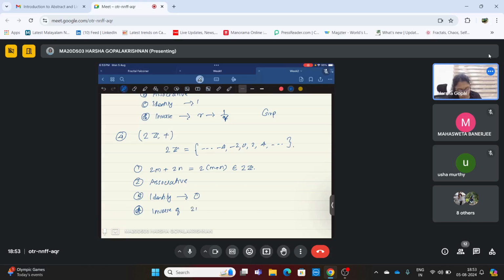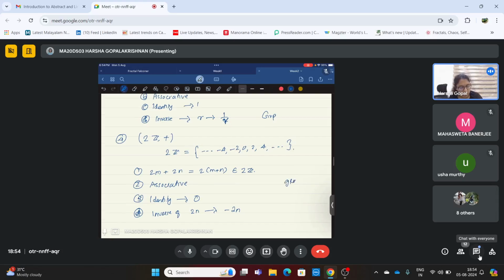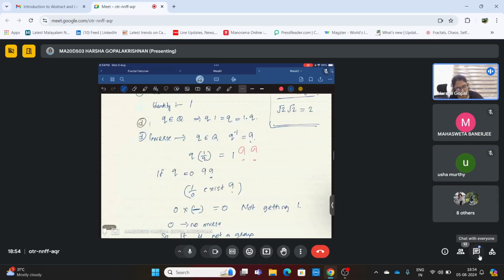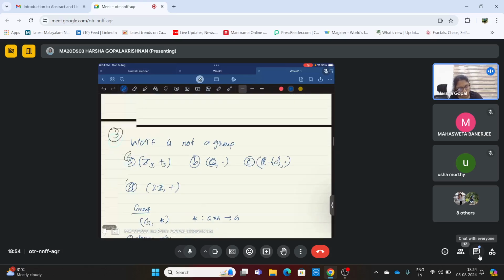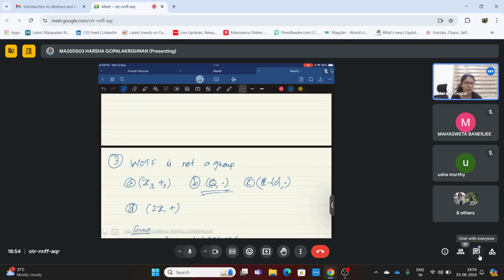The same way, what is the inverse of some 2n? What is the inverse under addition? It will be minus 2n, right? The opposite, like the negative part, because 2n plus minus 2n will be equal to 0, the identity. So this is also a group. So out of the 4 options, the one which is not a group is Q with multiplication. All others we got as groups.